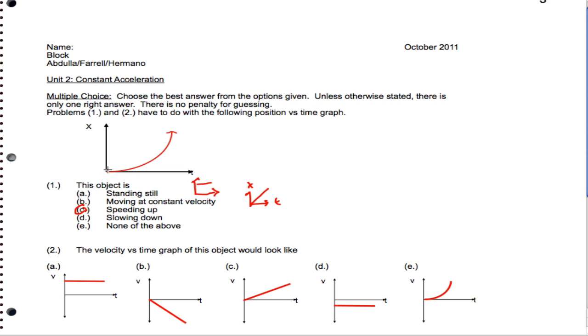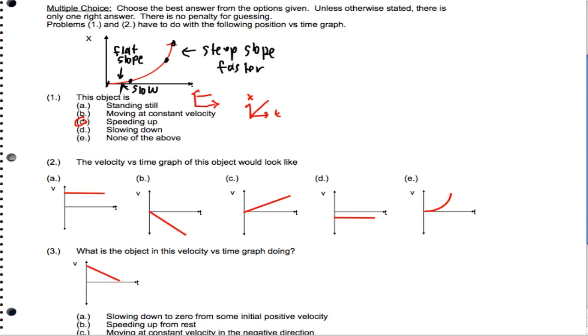When you start off with a very flat slope, and please remember that flat slope, well, that means slow, and then a steep slope means faster. Okay, and this actually gives us a clue about how we're going to do our next problem.